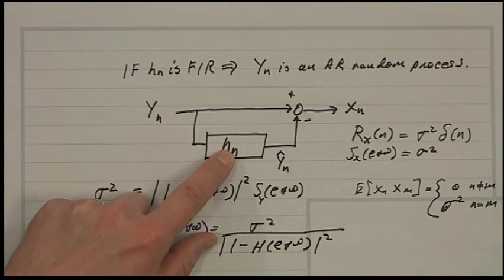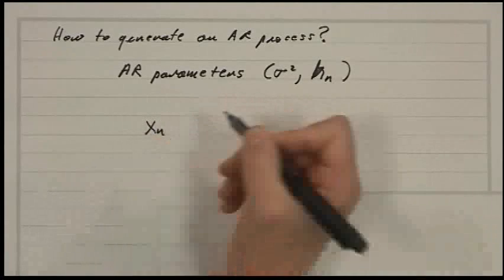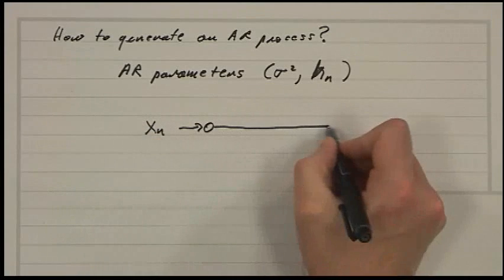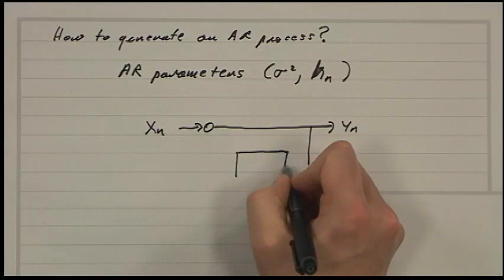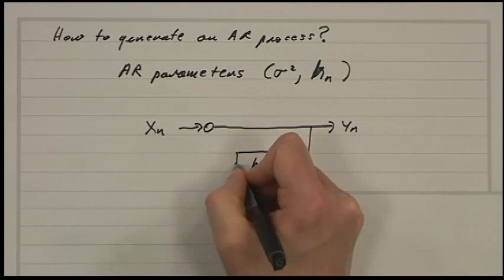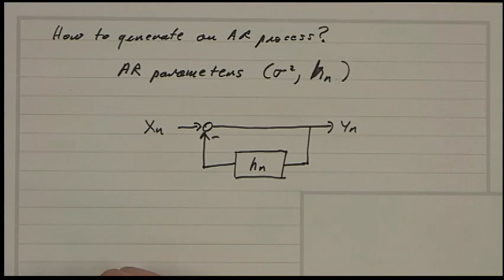The inverse of this FIR filter, assuming that if it's AR, H is FIR, right? So the inverse of this is an IIR filter. So it works like this. You take X of n here, and this is Y of n, and this is H of n, and this is like this, okay? So these are IID.